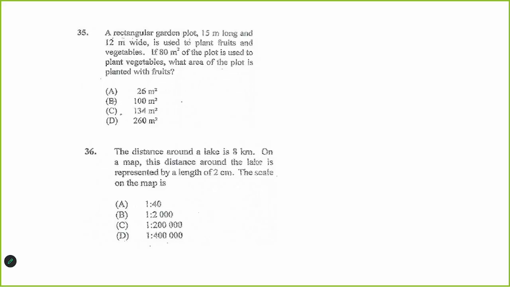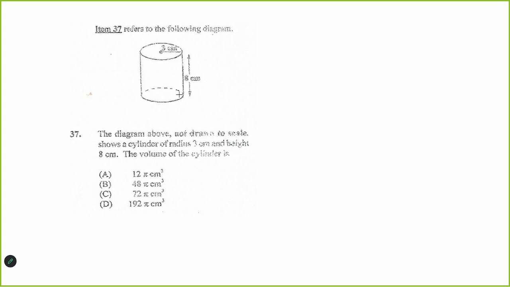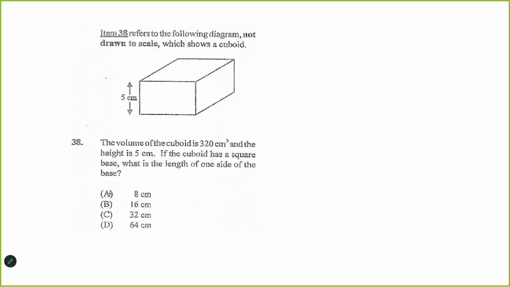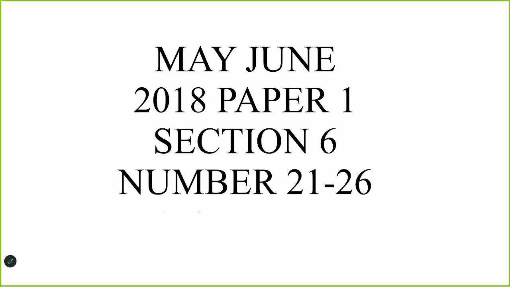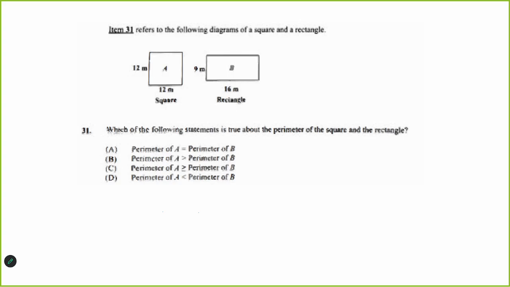This one here was 100. This one here is 1 to 400,000. This one here was R squared, that's 3 squared pi R squared times 8, which is 9, 9 8s are 72 pi, which is C. This one here, I believe we got 8 8s are 64, 64 by 5 is 320. This is 144.